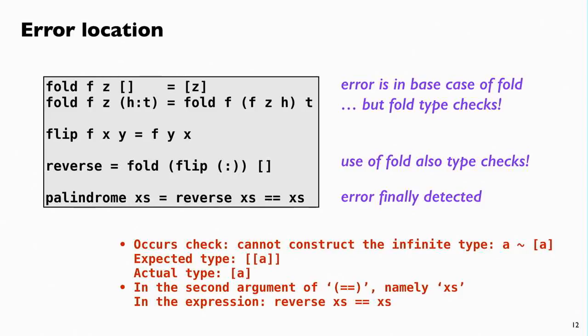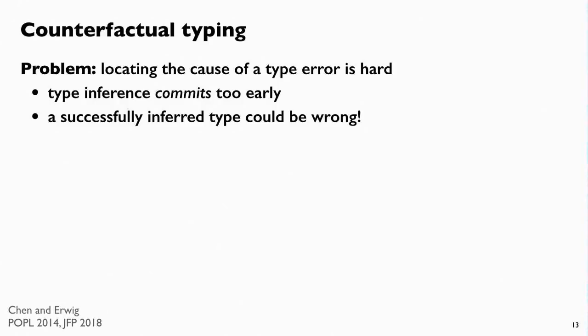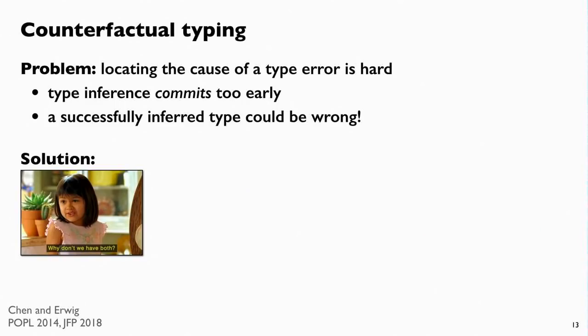checks correctly, it commits to the type that it infers for fold. But the problem is that a successfully inferred type could still be wrong, right? Just because type inference succeeded doesn't necessarily mean the type that was inferred is the correct one. So the solution is that when we infer a correct type, we still keep open the possibility that type could be wrong. So we assume that the type either could be correct or could still be wrong.